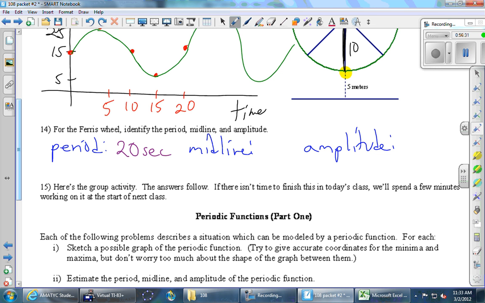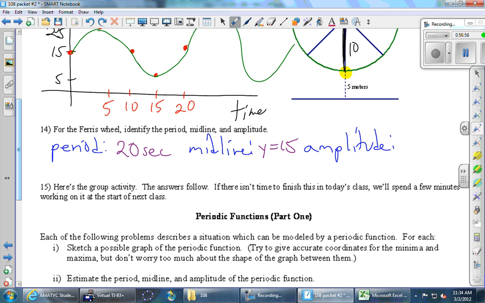The midline is the thing that goes right through the vertical middle of the graph. And 15 meters is the middle, right? It's halfway between 5 and 25. It's also exactly where we are when we start our journey in the middle. Midline, I just want to highlight, it's not just a number, it's an equation. It's the equation of a horizontal line. So the midline here is y equals 15.